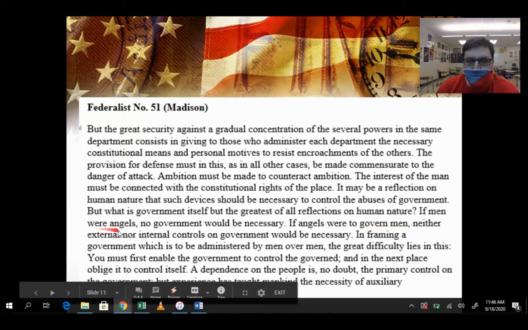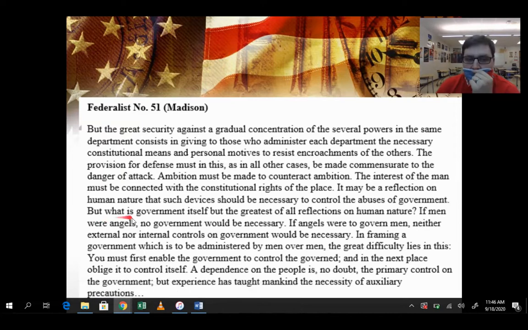If men were angels, but what is government itself but the greatest of all reflections on human nature? What does he mean by that? Well, here's what he means. If men were angels, no government would be necessary. Does this make sense? If human beings were perfect, would we need government? I think the answer is no. If we were perfect, if we were angels, we would do the right thing every time, and then we would never need government to come along and make sure that we're doing the right thing and to punish us if we're not. Right? Does that make sense?